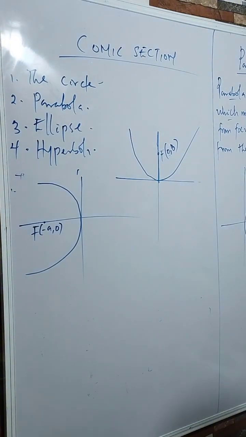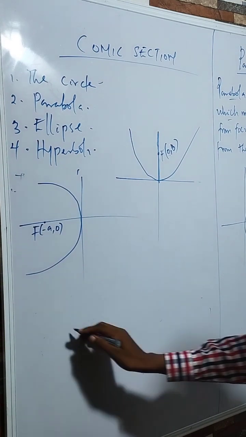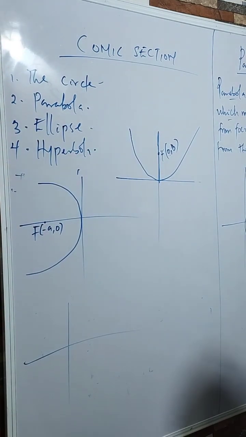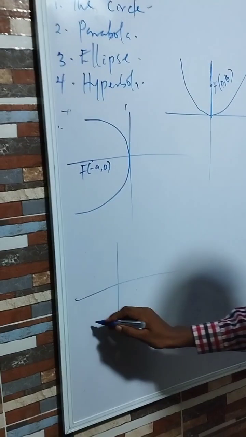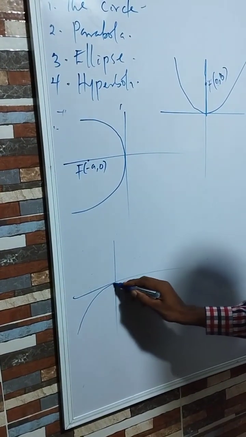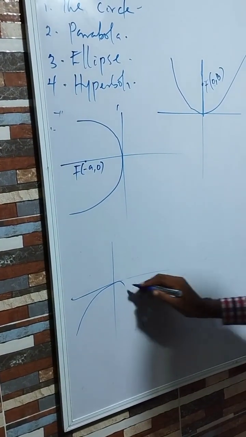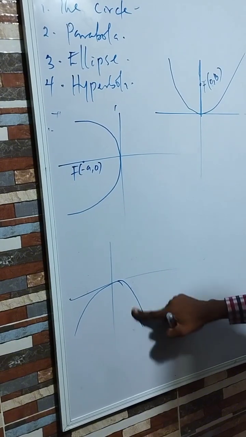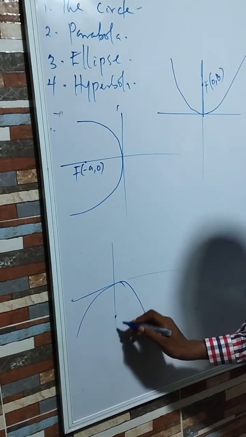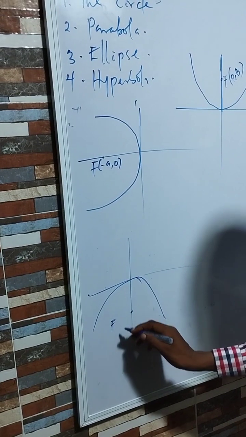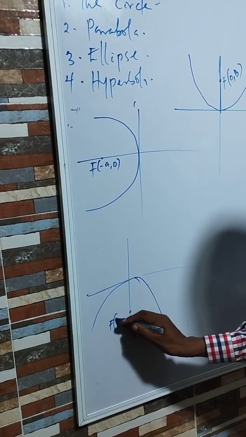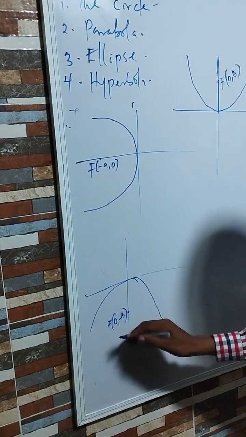The same thing is also applicable when we have it placed in this manner. We have a situation whereby it is placed this way, and when it is placed this way, our focus at this point, our F at this point, will then be (0, -b).